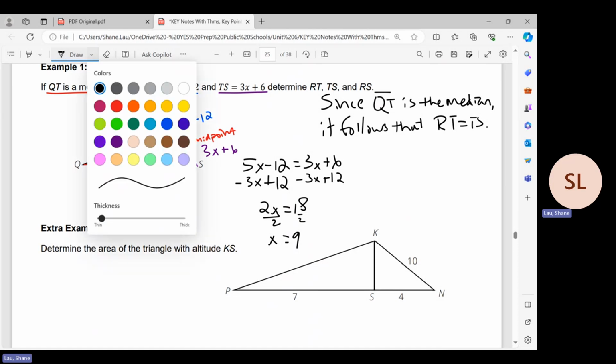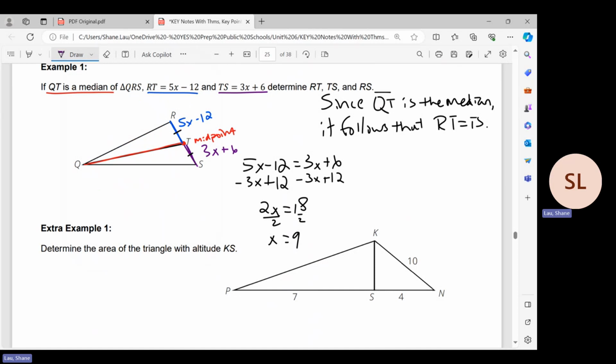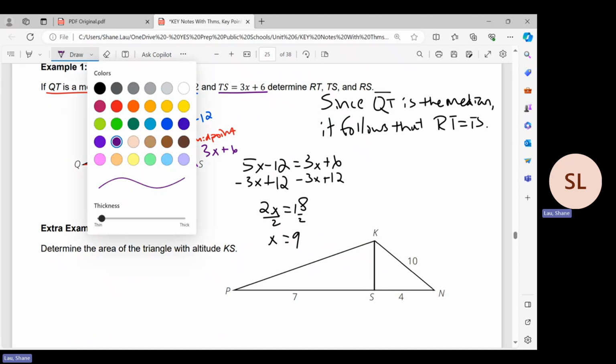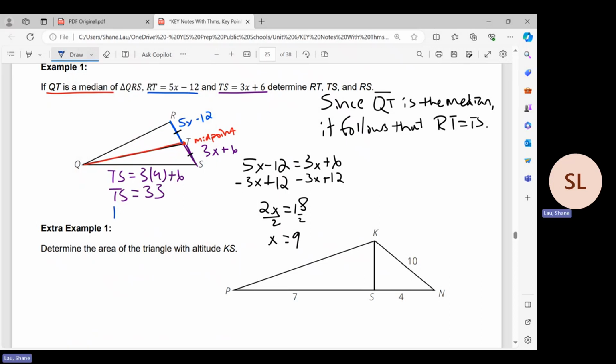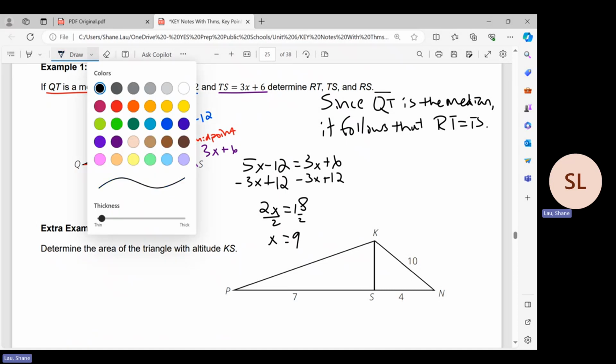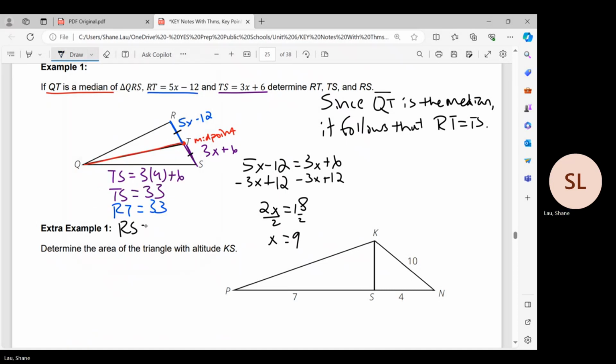So we'll solve for TS because I think it's the easier of the 2 expressions. TS equals 3 times 9 plus 6. You do the multiplication and add, you're going to get 33, which means that RT is going to be 33, which then means that RS will equal 66. And that's it. That's our problem.